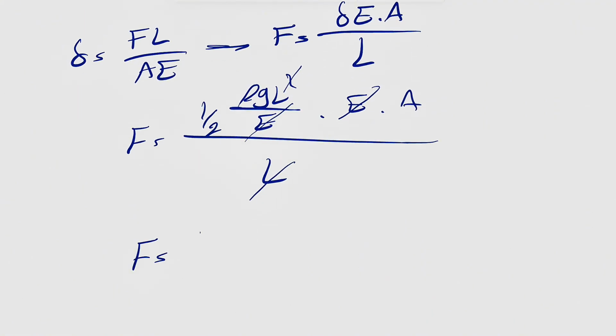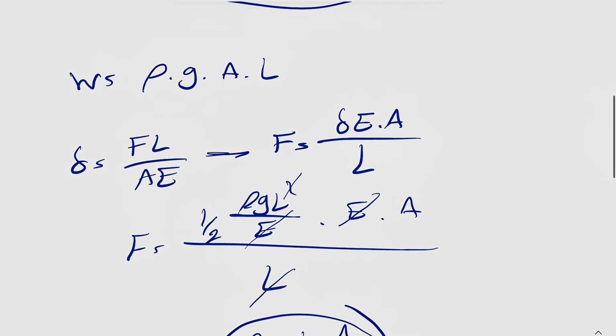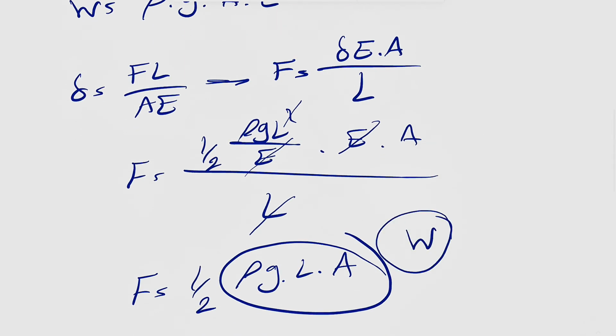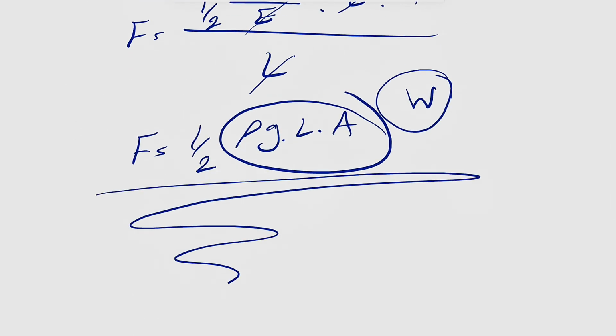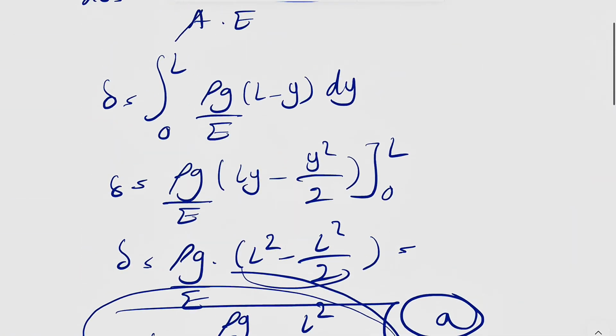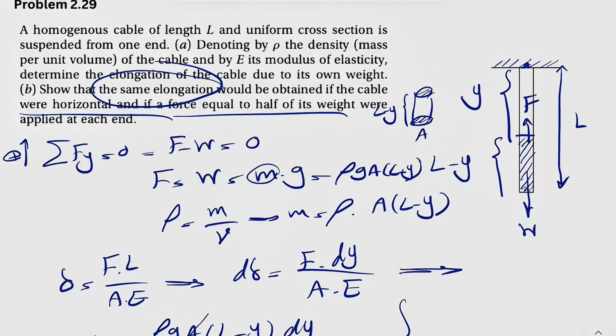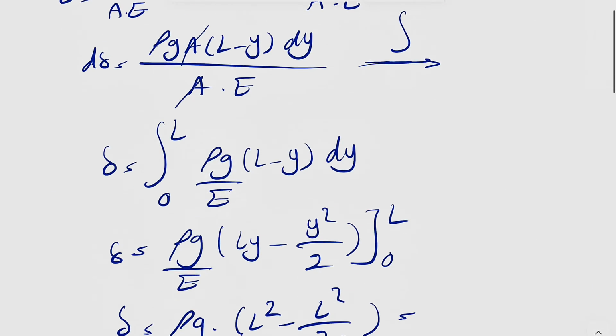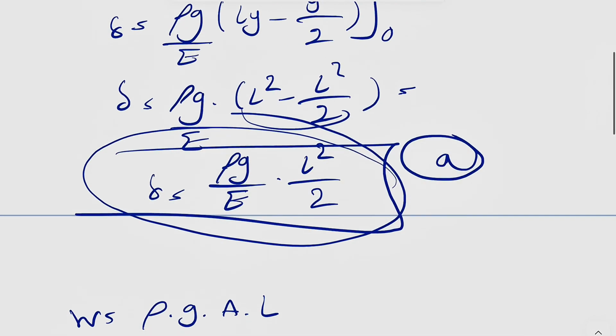What we end up with is one half of rho g L A, and this is the weight that we have. We can see that our force would be one half of it, which was the condition that we have. So for the same elongation, we got the force as half of its weight. And that's pretty much everything for this question.